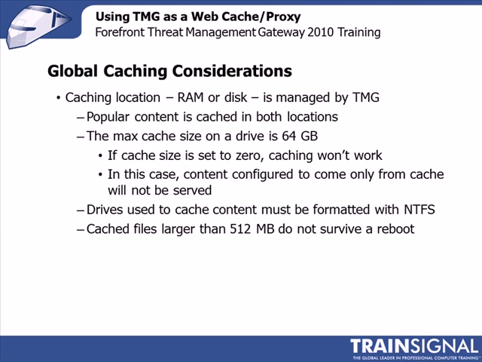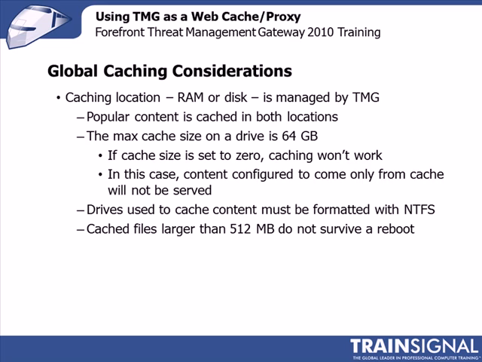One thing to keep in mind when you're using a hard drive for caching is that the maximum cache size on a disk is 64 gigs. You can't give it any more than that. If a cache size is set to 0, caching won't work. So basically, if you tell Threat Management Gateway you want to give 0 gigabytes for caching, you've just disabled caching. If you do this, content configured to come only from the cache will never be served to the user. So you've got to be careful about accidentally providing values that may not make sense for Threat Management Gateway. Further, the disk that you choose for caching must be formatted with NTFS.